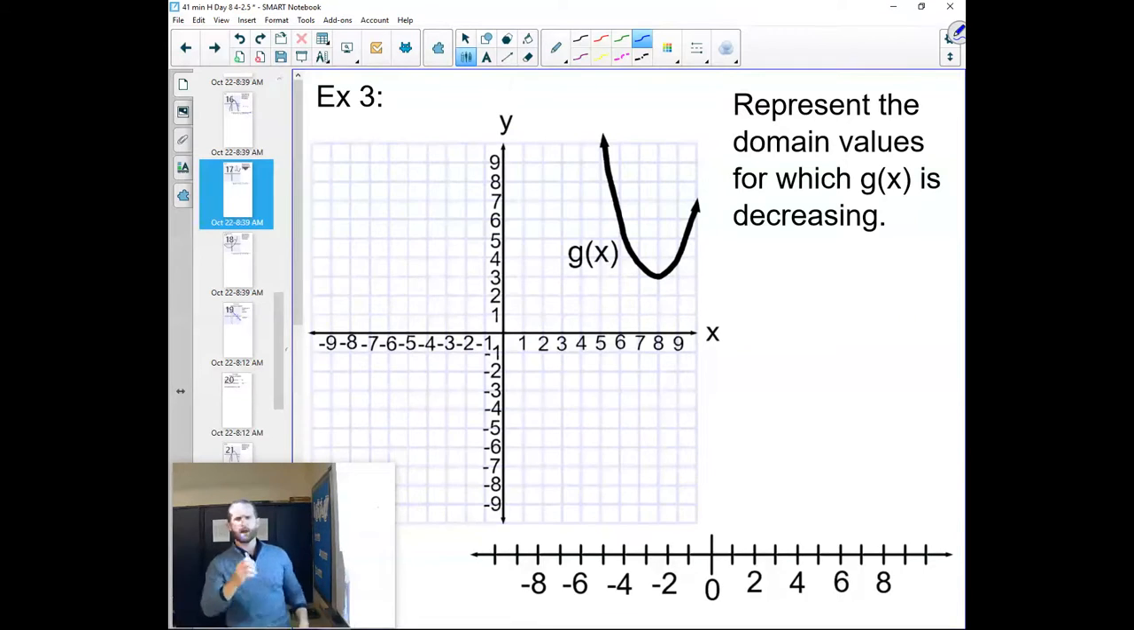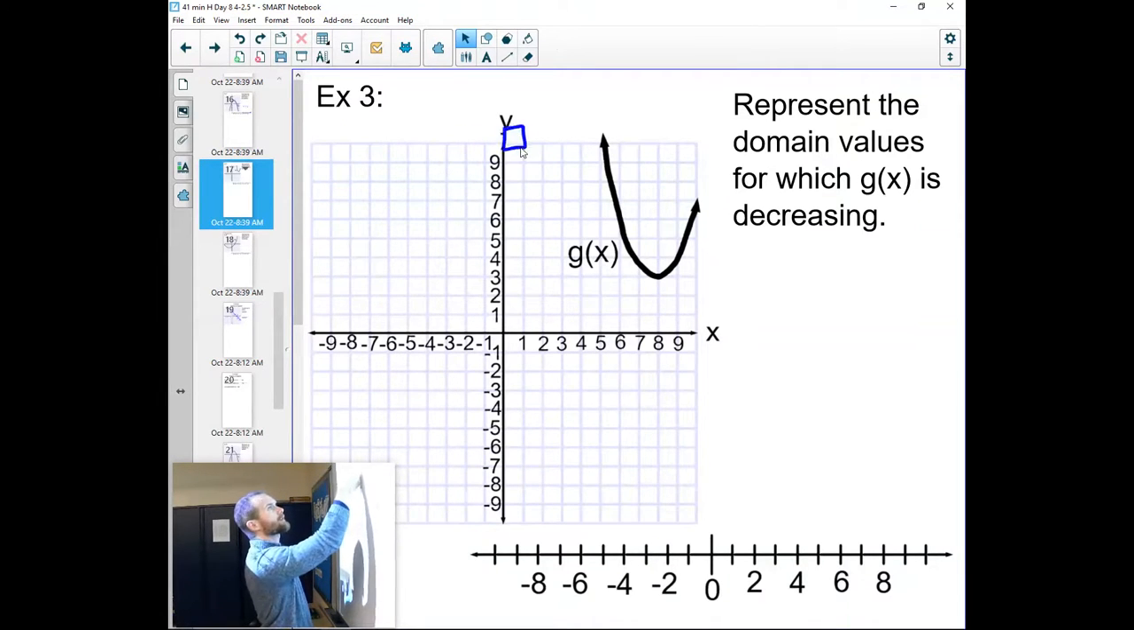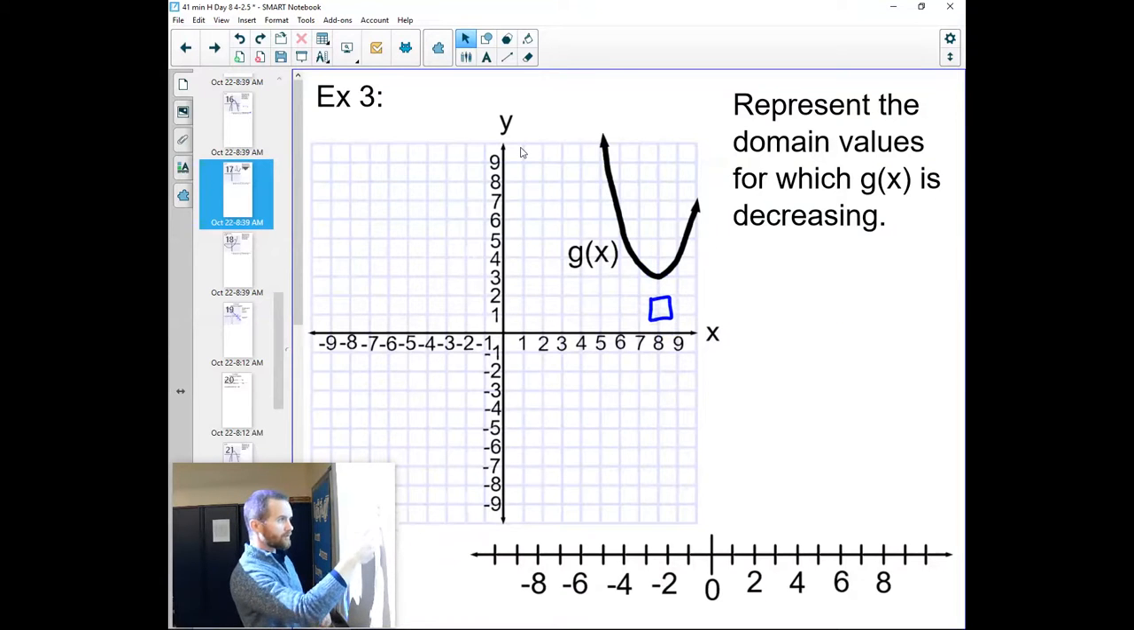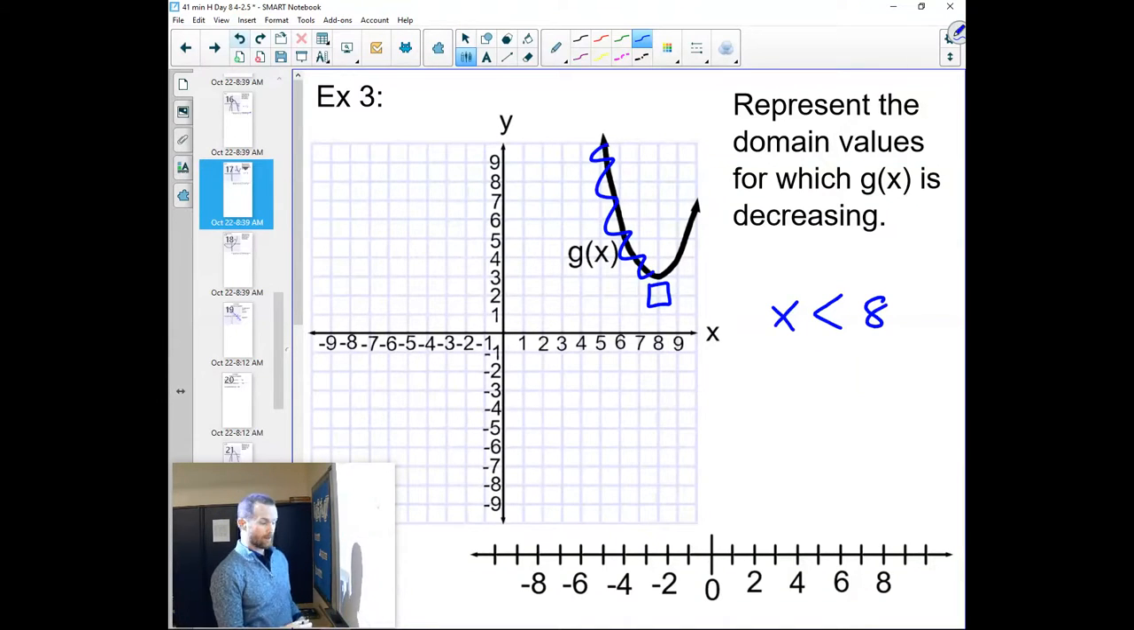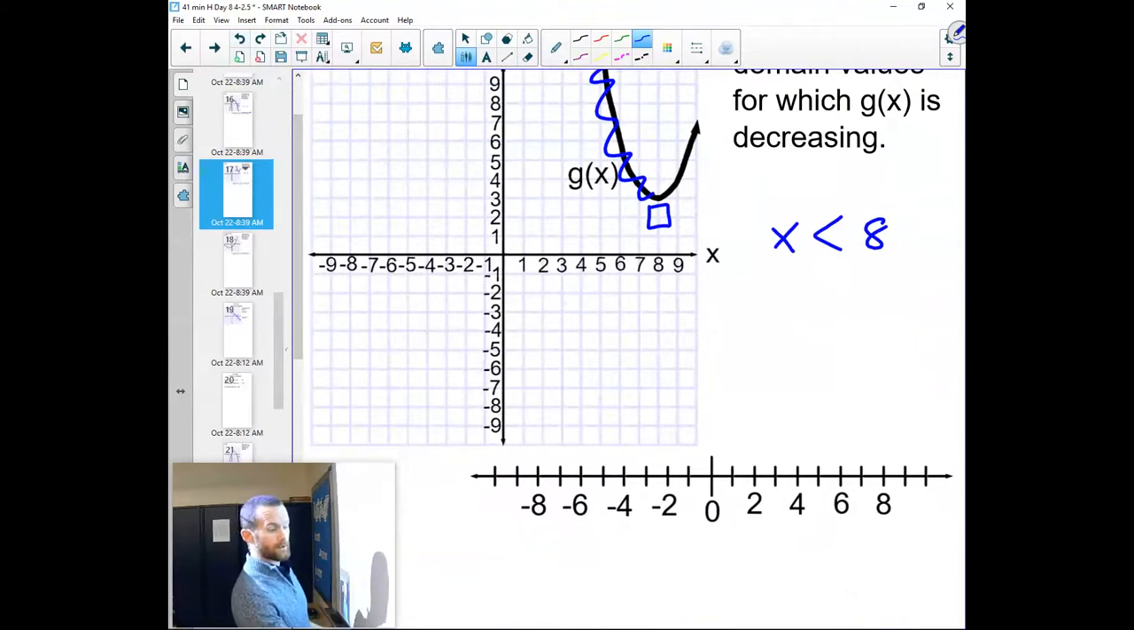Let's do one more together, then I'll have you try one on your own. It says represent the domain values for which g of x is decreasing. Okay, decreasing, so I imagine we're on a roller coaster here. Going from left to right, we hit the function finally here, and we are decreasing. So right away we start decreasing until we get to the vertex. The vertex is at x equals 8, right there. So that means we're decreasing completely on that side, whenever x is less than or equal to 8. And we can graph that on the number line: closed dot on 8, shade to the left.